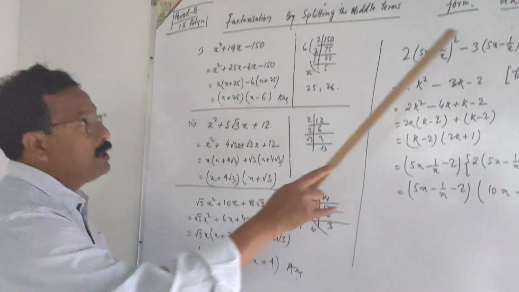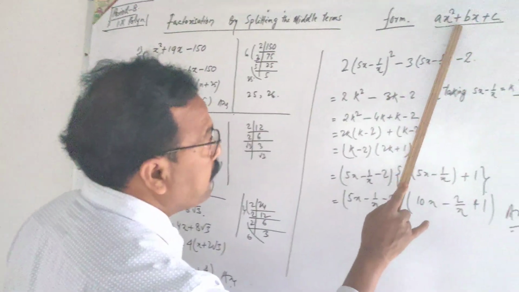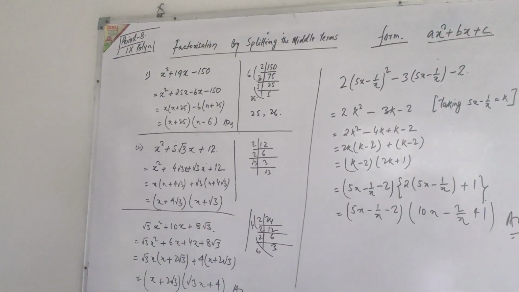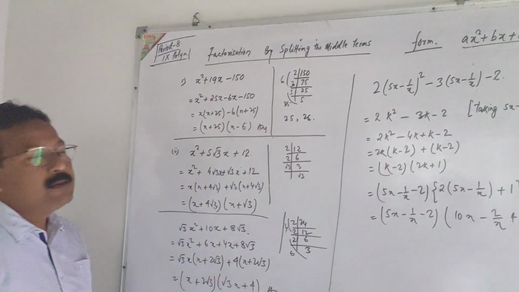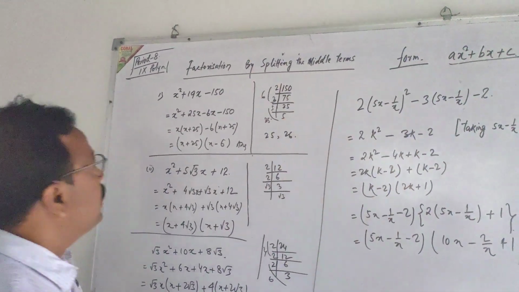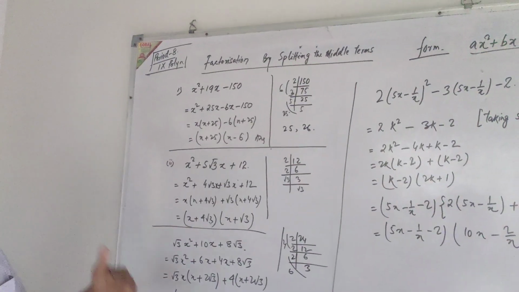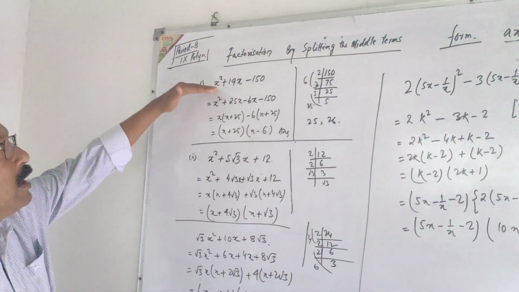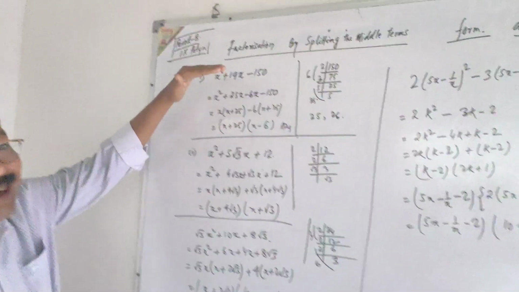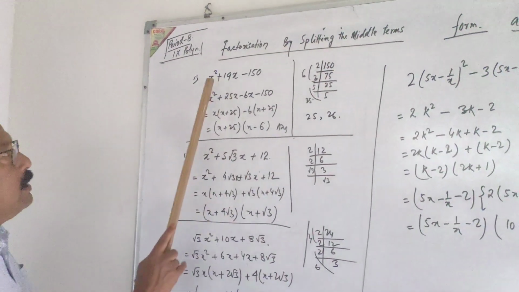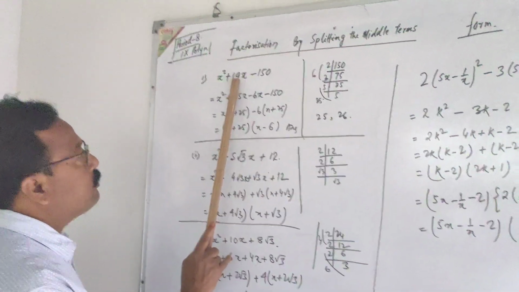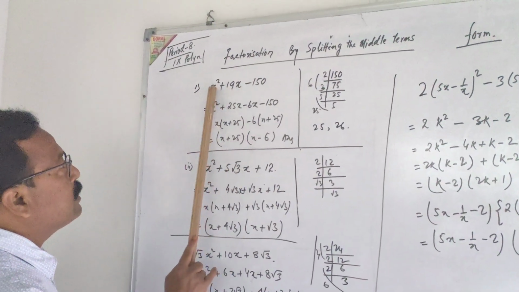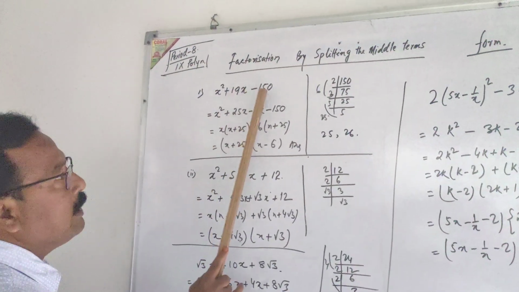Now it is our turn. When the polynomial is of the form ax square plus bx plus c, where a, b, c are constants, to factorize such polynomials, we can split the middle term. We shall have to transform the given polynomial into standard form first, and then split it by taking the factorization of the product of the coefficient of x square and the constant term.